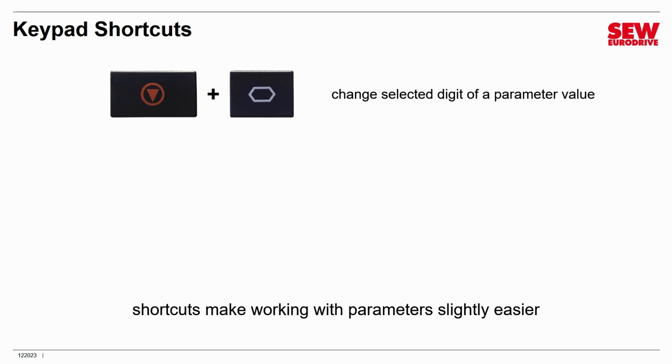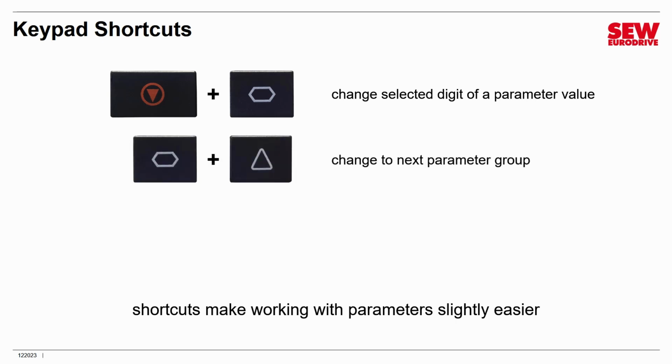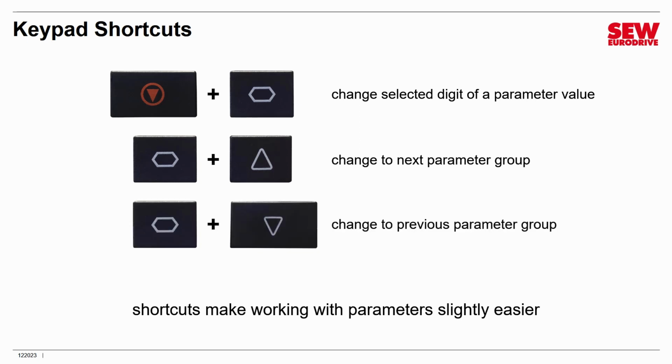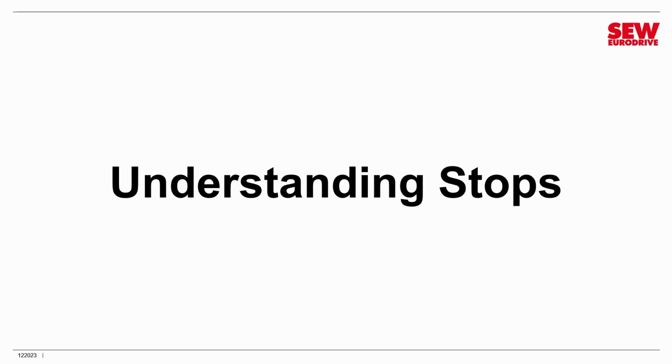That's a lot simpler. If you want to go to the next parameter group, you would press Navigate plus the Up button, and if you would want to go to the previous parameter group, you would press Navigate and the Down button. And that would just make it a lot easier to switch between parameter groups and to edit numbers that are especially large.